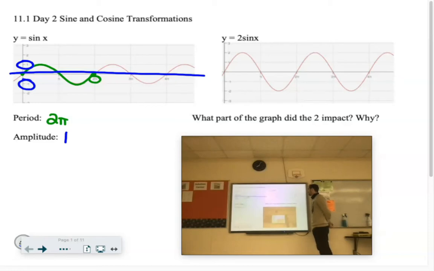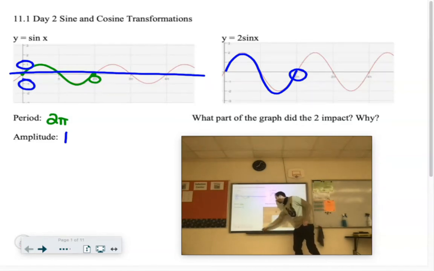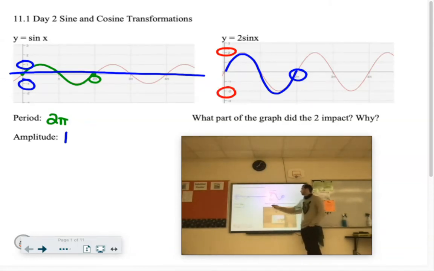What part of the graph did the 2 impact here? So if you look, it's y equals 2 sine of x. So it still has a period of 2 pi, right? That's where it starts repeating. But the difference here is it goes up to positive 2 and it goes down to negative 2. So that affected the amplitude. And that's because the a, remember the a is in front of the sine or cosine, because a equals 2.